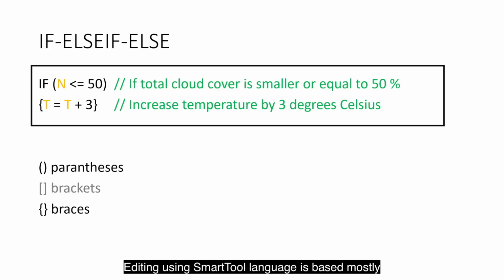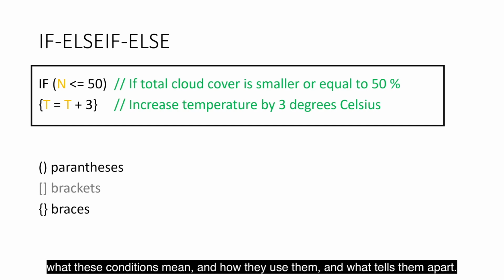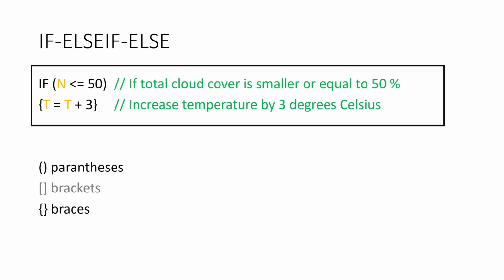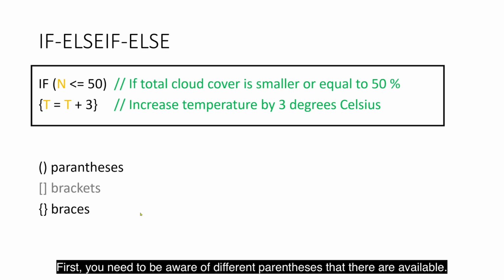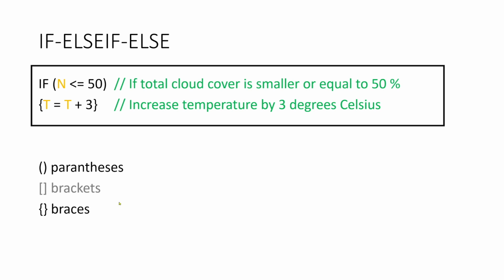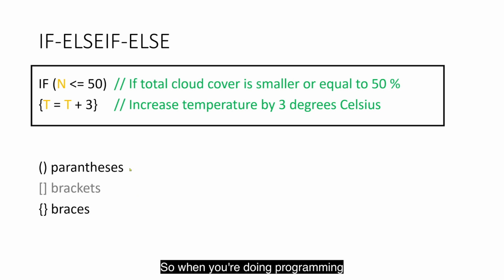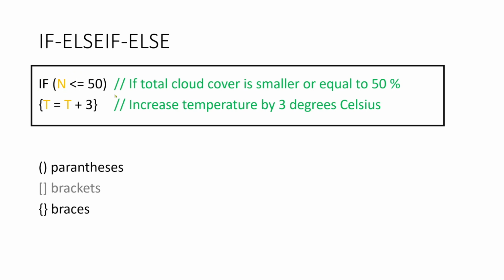Editing using SmartTool language is based mostly on if, else if, and else conditions. And now we're going to go through what these conditions mean and how to use them and what tells them apart. First, you need to be aware of different parentheses that are available. When you're doing programming in SmartTool language, these normal parentheses are always after a condition. So the first part is something called the if clause.